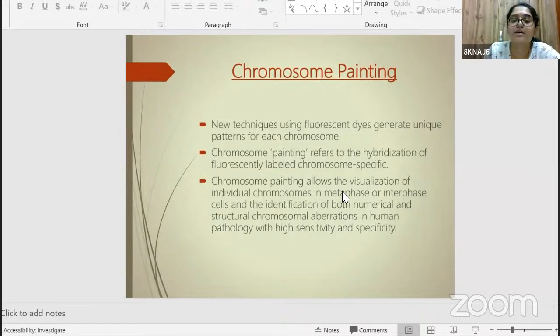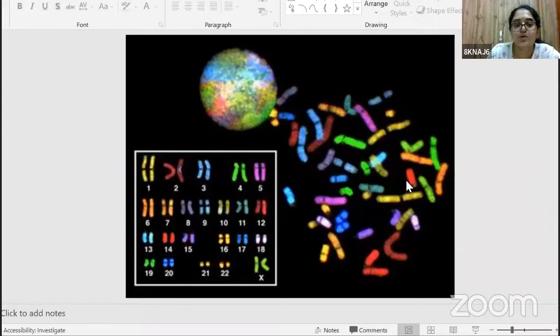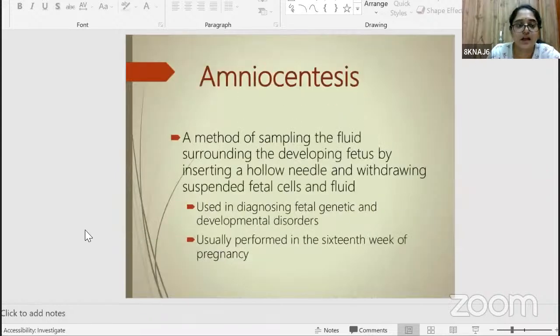You see that hybridization of fluorescently labeled chromosomes is taking place, and it is specific to the fluorescent regions only. It allows the visualization of individual chromosomes in the metaphase or interphase, or identification of both the numerical and the structural chromosomal aberrations, that is differences in human pathology, and it is a highly sensitive and specific procedure. So this is how chromosomal painting takes place.